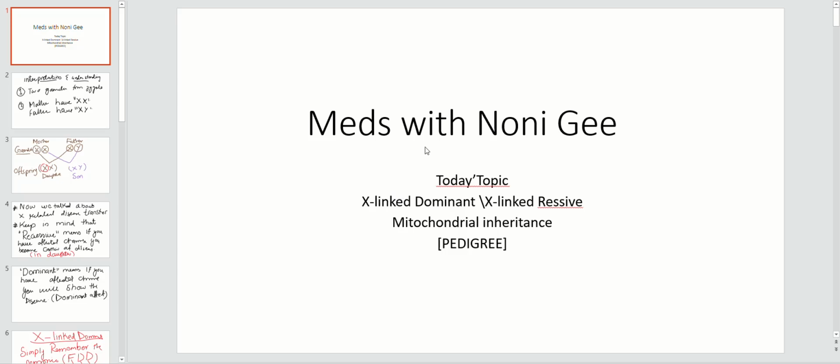Hello guys, today my topic of discussion is X-linked dominant, X-linked recessive and mitochondrial inheritance diseases, and how you can recognize their category and how you will make the Punnett square of these diseases. So before going into the details of these diseases, I want you guys to know the very simple concept that you all might know before.